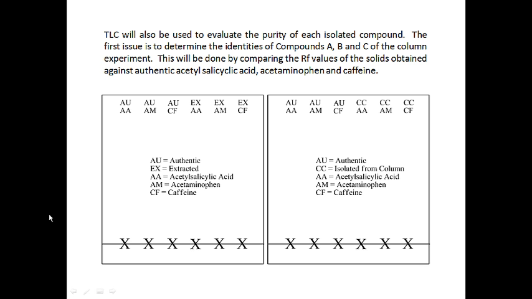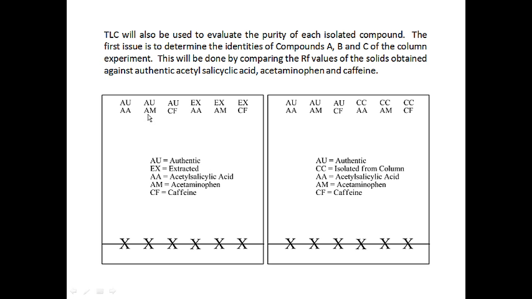And we're going to do that by comparing to authentic aspirin, Tylenol, and caffeine tablets. So I will have an aspirin tablet crushed up, acetaminophen, which is in Tylenol, and a caffeine tablet all crushed up and dissolved in solvent in little vials so that you can go ahead and place authentic spots onto your TLC plates. So we're going to have two plates here, one for the extracted experiment and one from the column experiment.